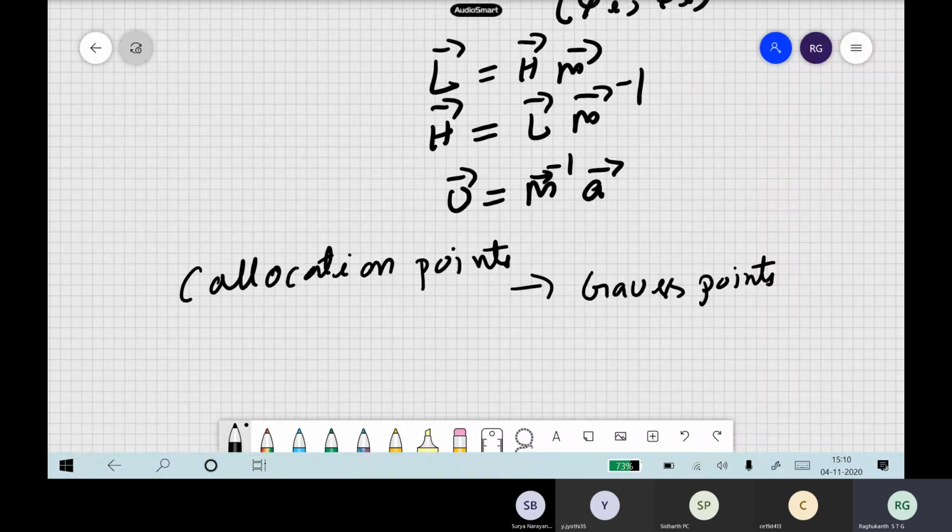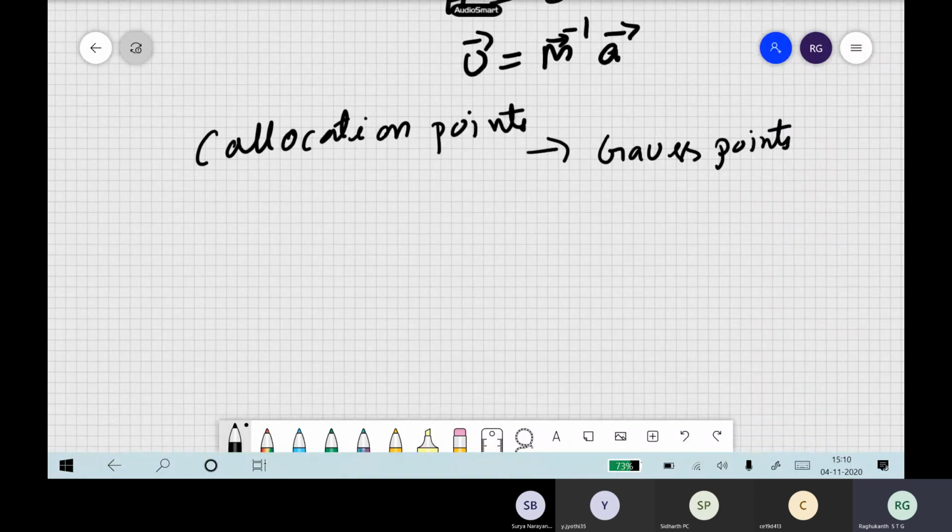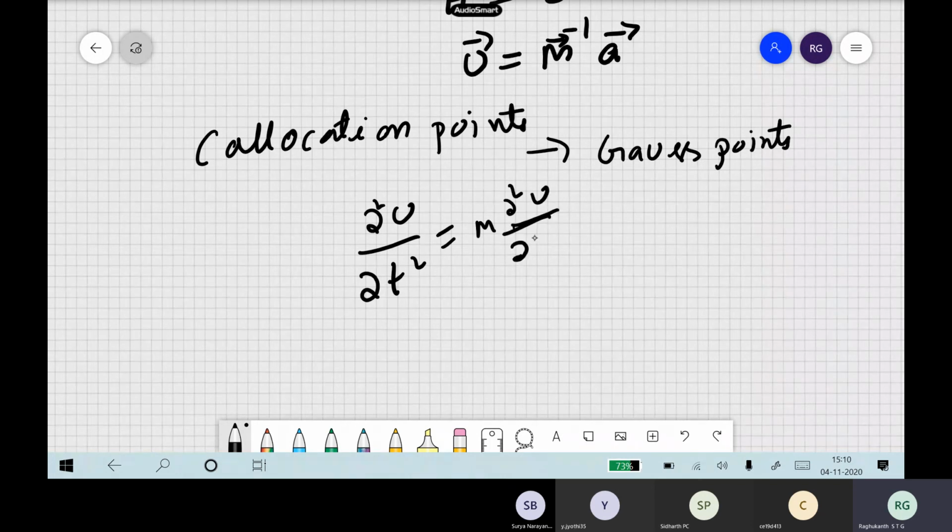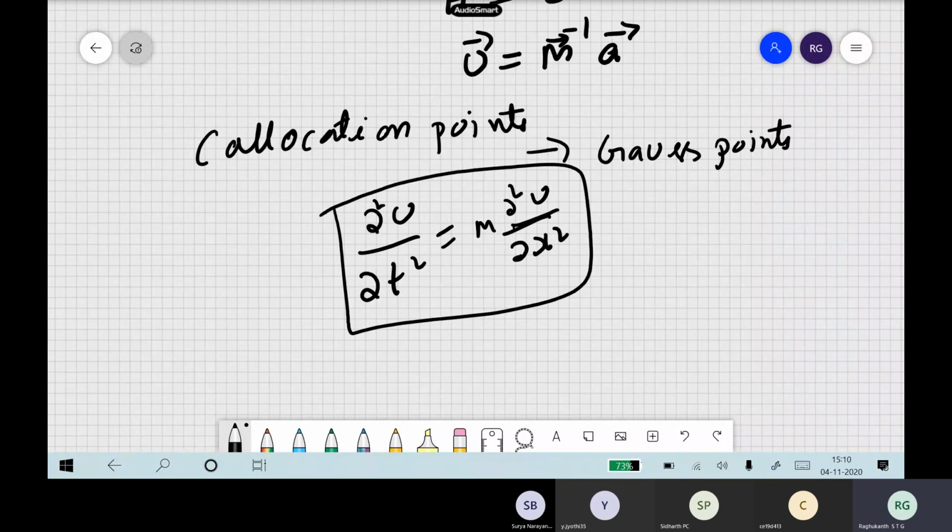Okay, so I suggest all of you, the wave equation we solved, del square u by del t square equals m by rho, with del square u by del x square. These wave equations are also acoustic wave equations. Even in Igel's textbook, he has given the acoustic wave equation also. You try to do it with the pseudospectral method.